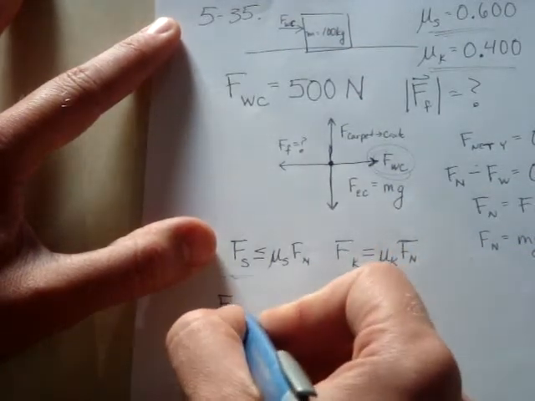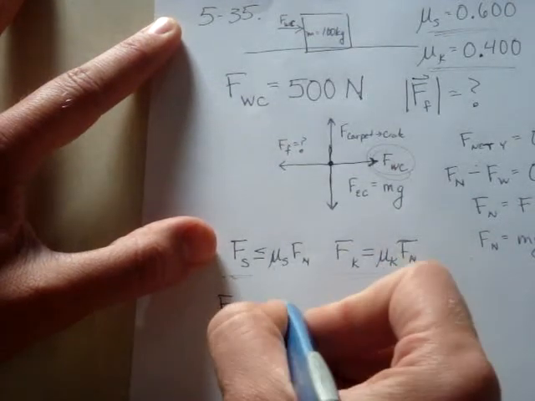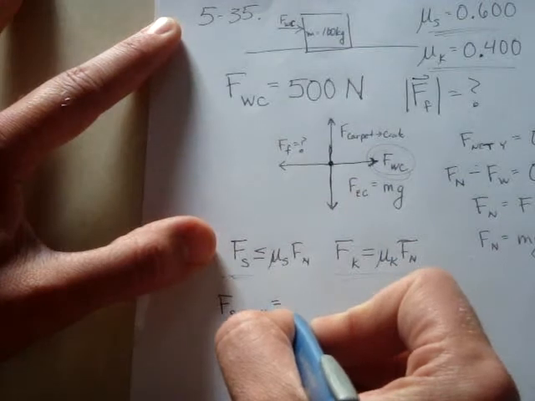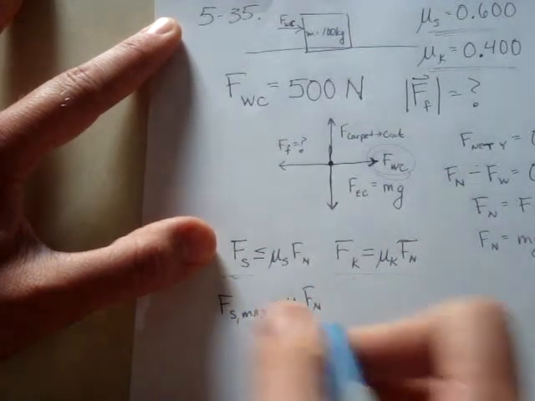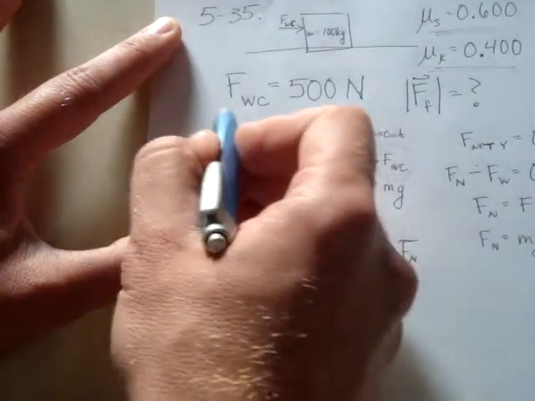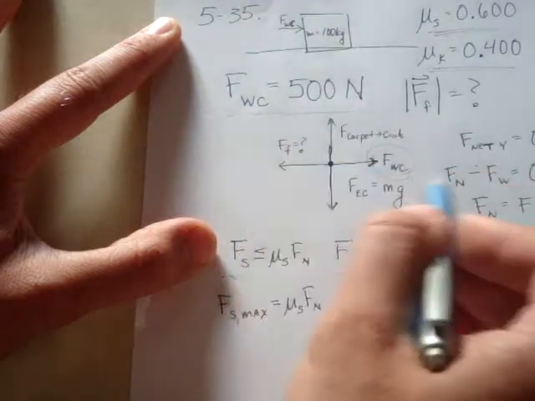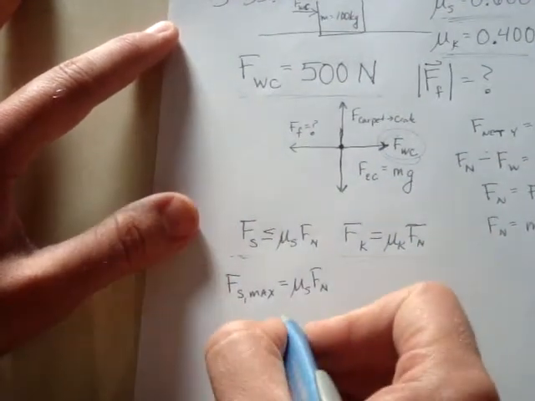So we want to know what is the maximum static force that's going to be applied. So the maximum static force is equal to mu s times the normal force. And we want to know basically if that is going to be greater than whatever force the worker is pushing with. And if that's the case, then it's not going to be moving. So let's figure that out.